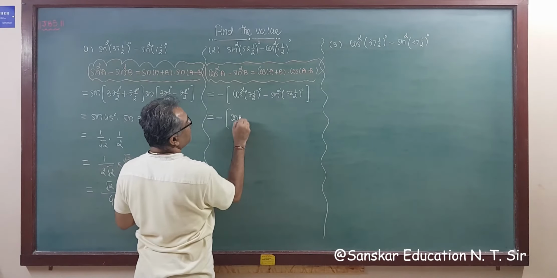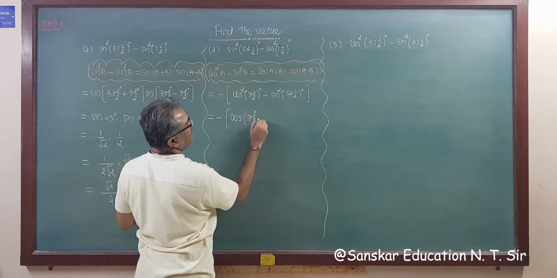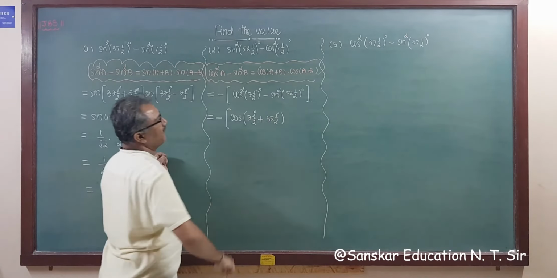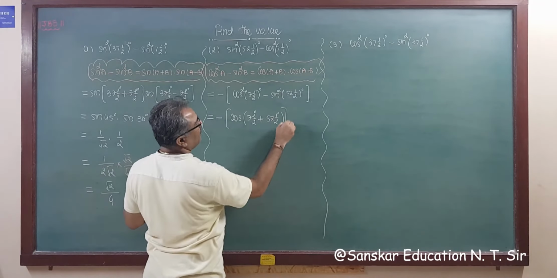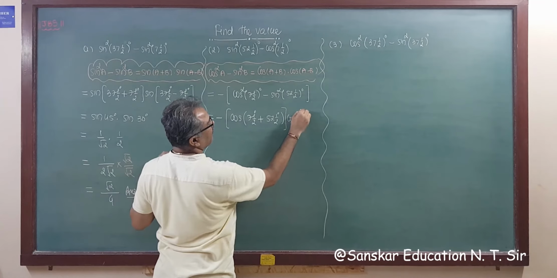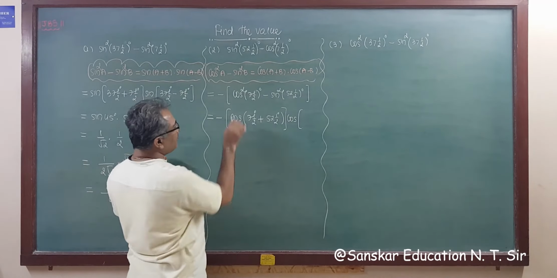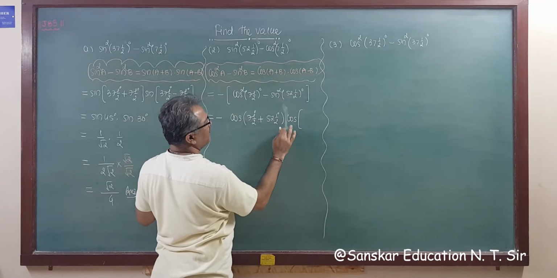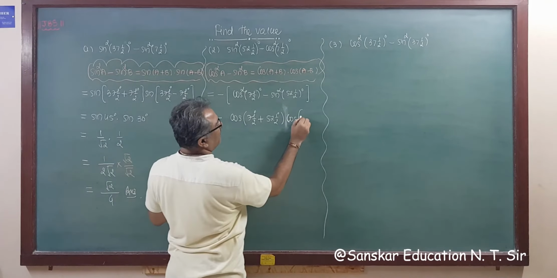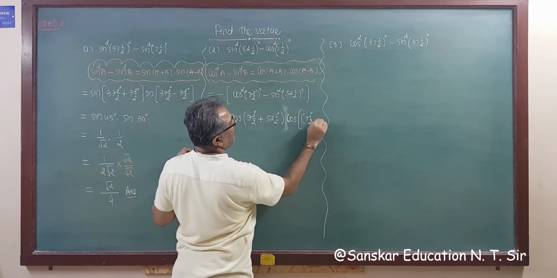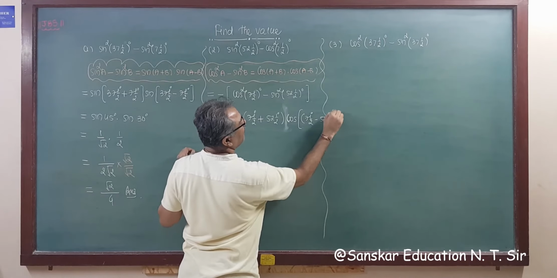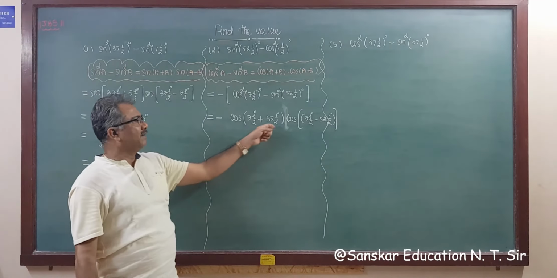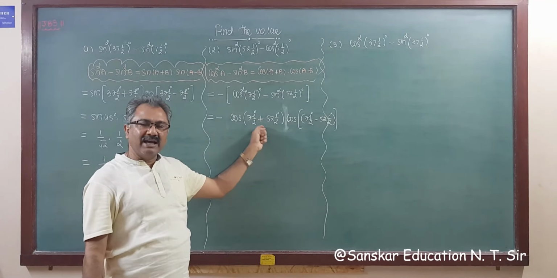So the answer will be cos(A plus B), that is 7.5 degree plus 52.5 degree, right? And cos(A minus B) is cos. I am not writing the bracket, it is congested. No need to write because the minus is outside. So cos, this is 7.5 degree minus 52.5 degree. 52.5 plus 7.5 is 60.